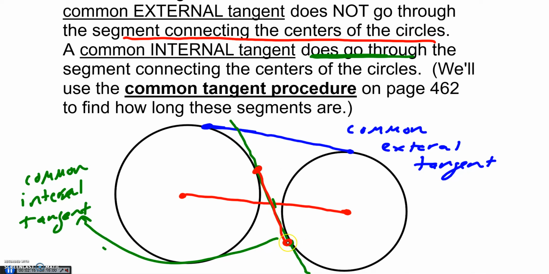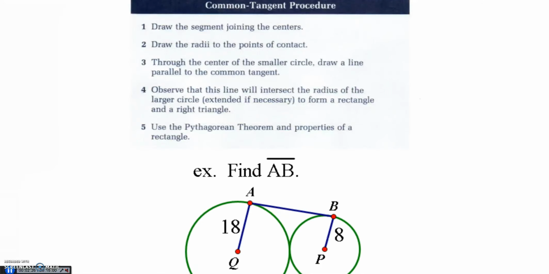And in order to find this length of an internal tangent or that length of an external tangent, there's a particular procedure that the textbook suggests you follow. And that is copied onto your notes from the textbook. It's called the common tangent procedure. Go figure, right? So this is a procedure that I would highly suggest going exactly in the order. And I've tried to do it in the past without this order, and it does not work as well.